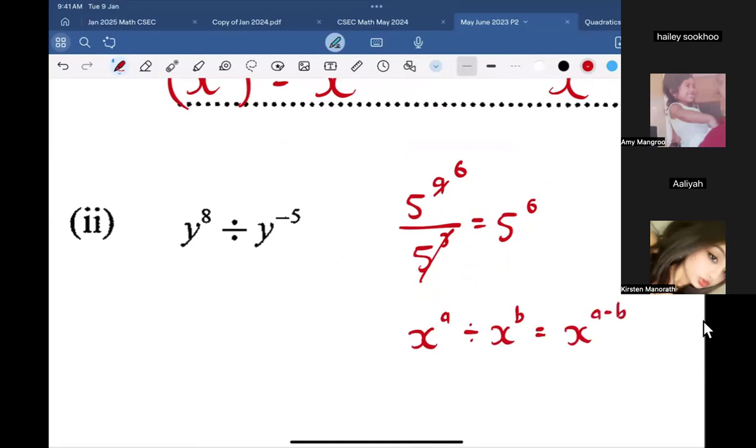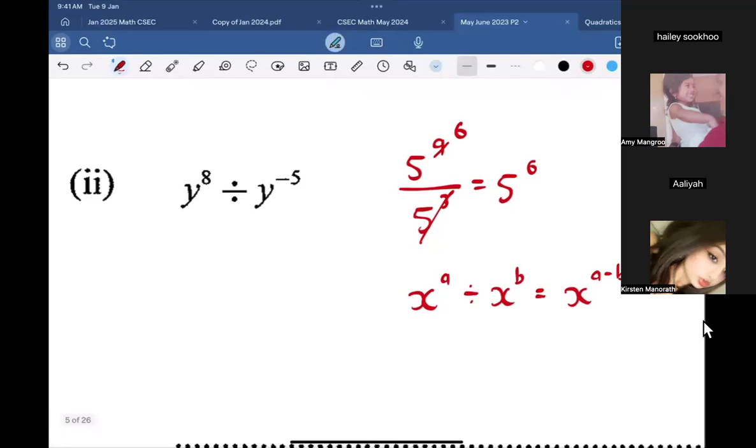Excellent job. So what I want to show is how to come up with it in the exam if you get lost, right? That's important. So anytime you see a divide sign, that means you're minusing the powers, okay?